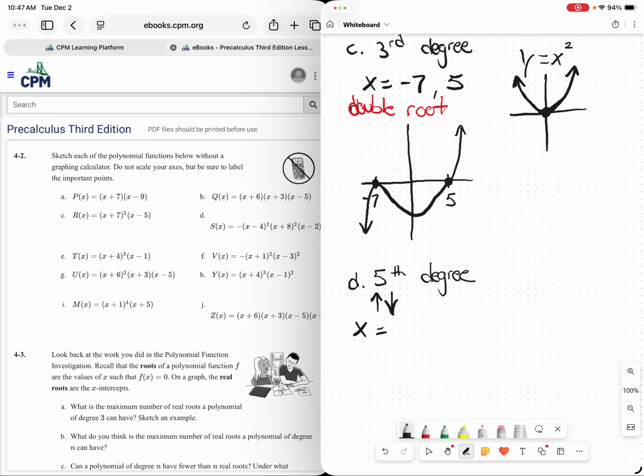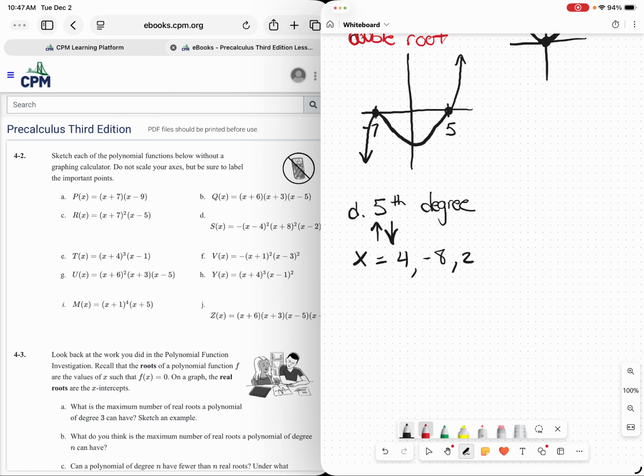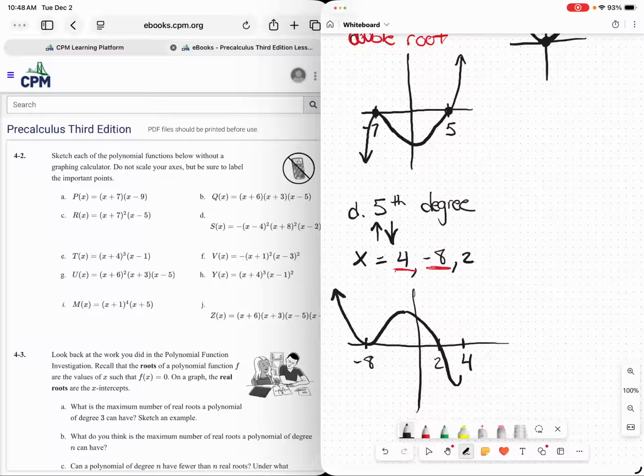We have zeros at 4, -8, and 2. But again, 4 and -8 are double roots. Right, those are double roots. So again, it's going to bounce off at those. So we have -8, we have 2, we have 4. Again, it's up over here. It's going to bounce off. It's going to cross at 2. It's going to bounce off at 4. Okay, double roots.